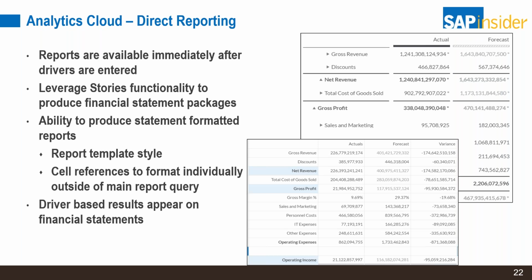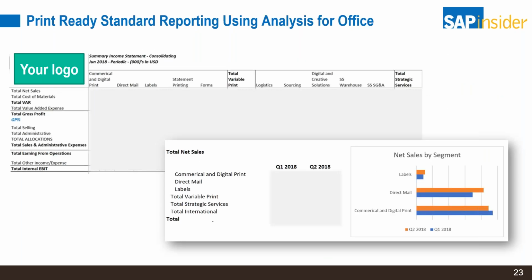The direct reporting right out of Analytics Cloud offers some different templates and report formats, and things you can do in terms of formatting so the reports look the way you would like them to. In my opinion, leveraging Analysis for Office is going to get you the nice print-ready standard reporting that you might be used to today. So that's the tool set you would use for that end state reporting.